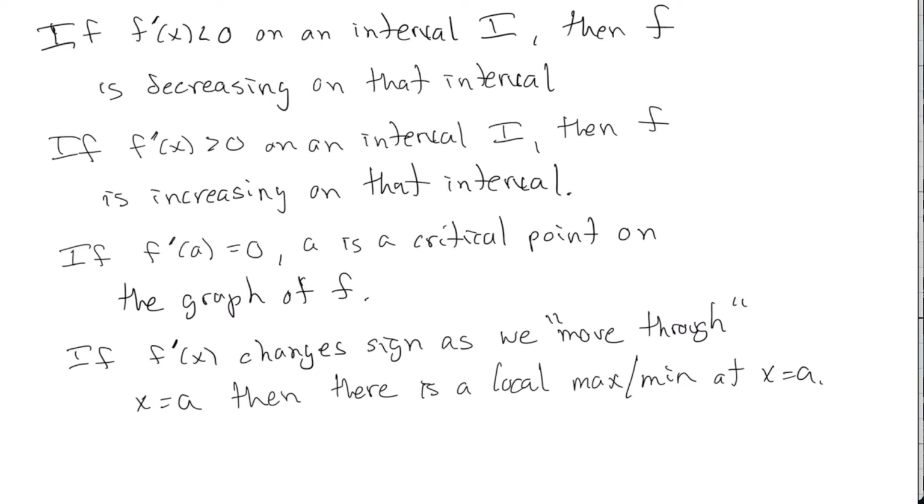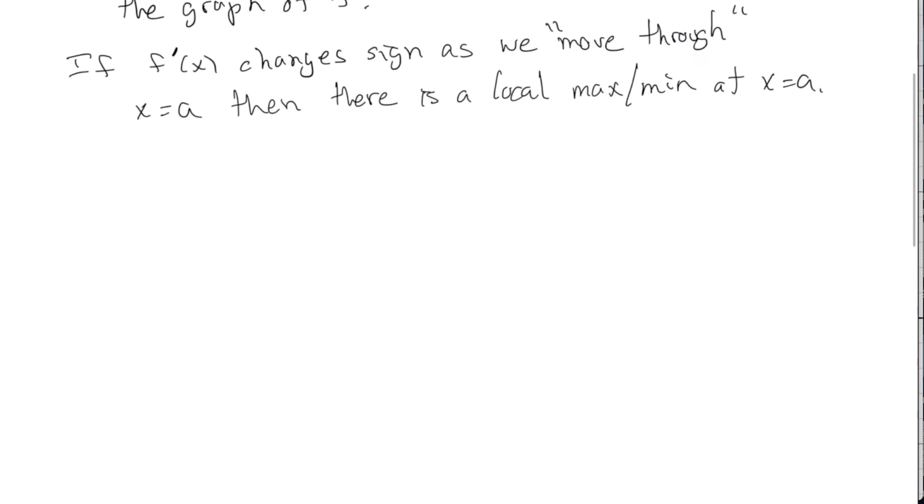If the derivative is positive, if f prime is greater than 0 on some interval I, then the function f is increasing on that interval. We know from the prior section, or prior video, that if f prime at some number a equals 0, then a is a critical point on the graph of f. If f prime changes sign as we move through that critical point, then there will be a local max or min at that critical point. Now again, just a summary of a couple of the things we discussed in the last video.